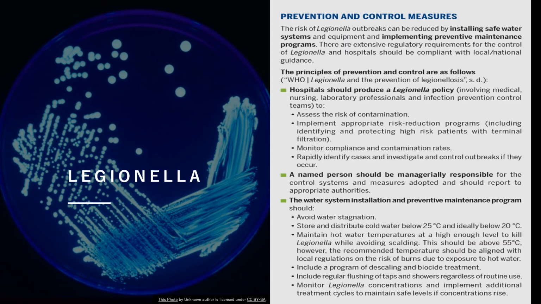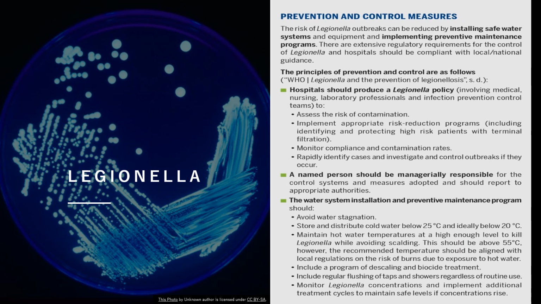Regarding Legionella, the risk of Legionella outbreaks can be reduced by installing safe water systems and equipment and implementing preventive maintenance programs. There are extensive regulatory requirements for the control of Legionella, and hospitals should be compliant with the guidelines. The principles of prevention and control of Legionella include: the hospital should produce a Legionella policy, assess the risk of contamination, implement appropriate risk reduction programs, monitor compliance, rapidly identify cases, and investigate and control outbreaks.